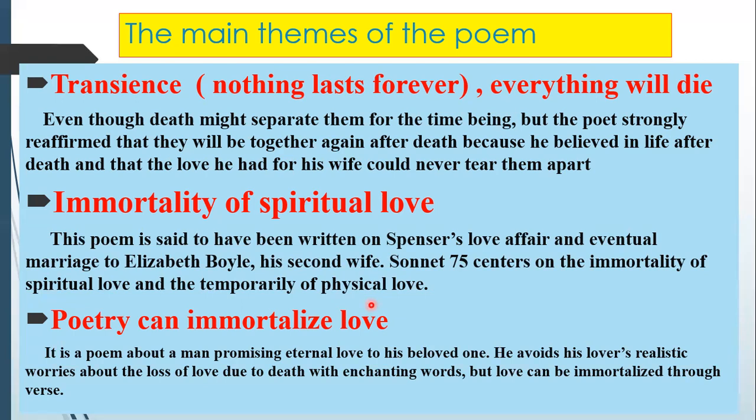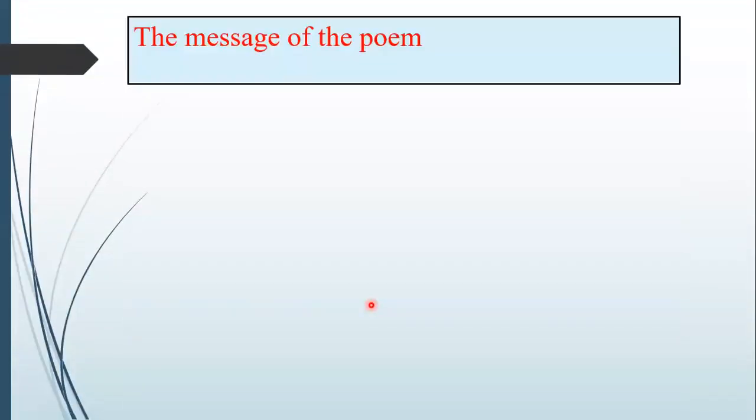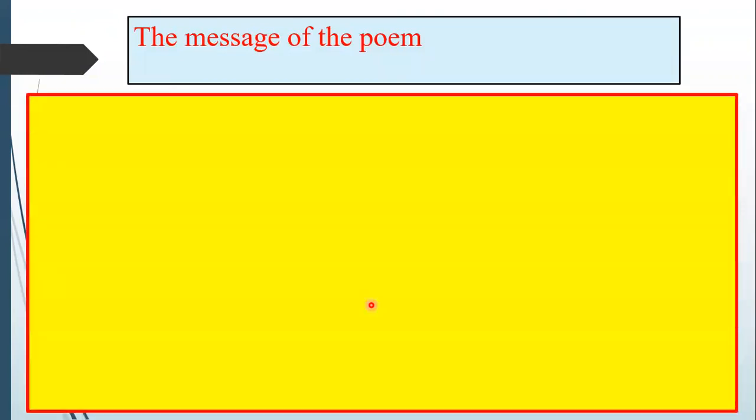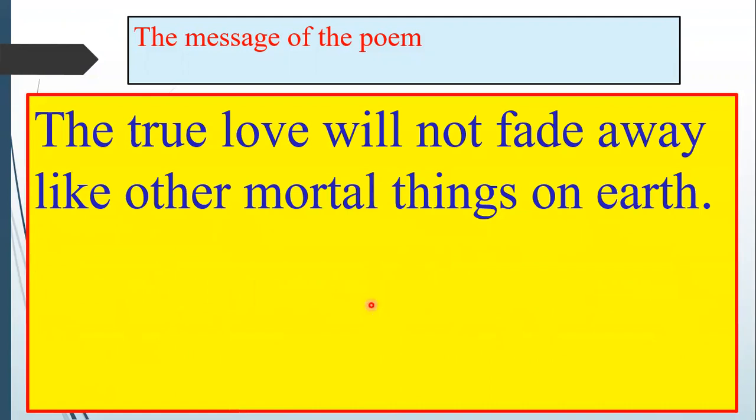These are the main themes of the poem. The message of the poem. What kind of message is sent by the poem? The true love will not fade away like other mortal things on earth.